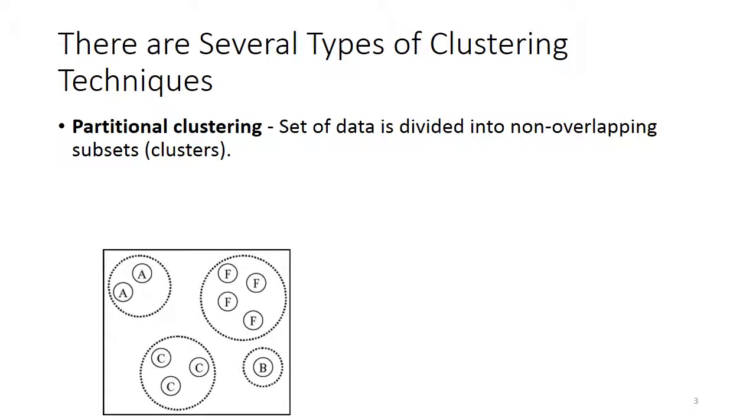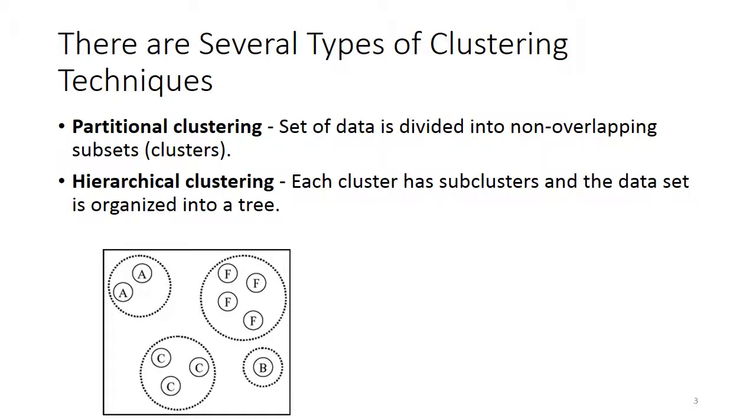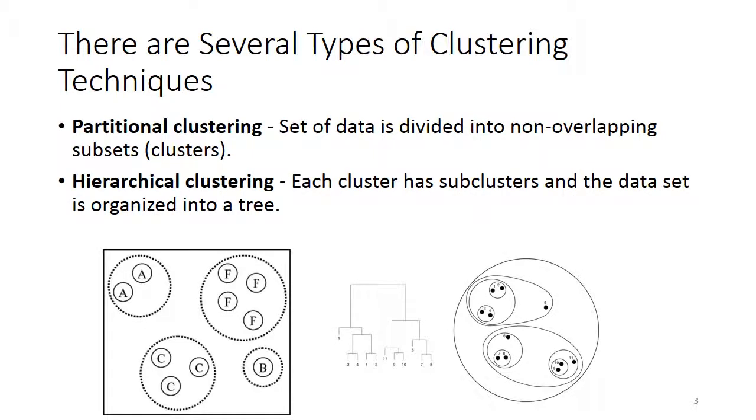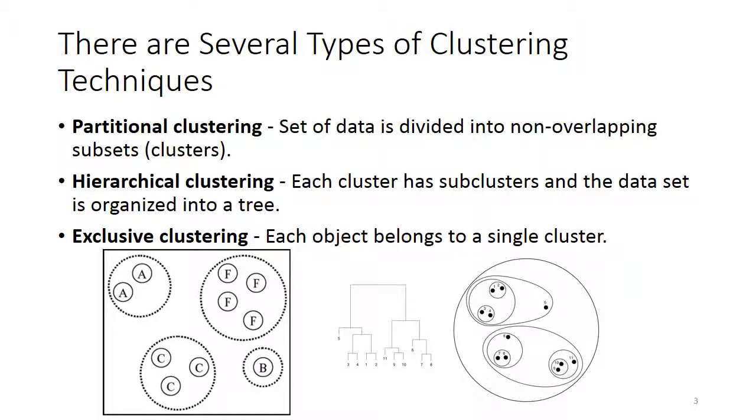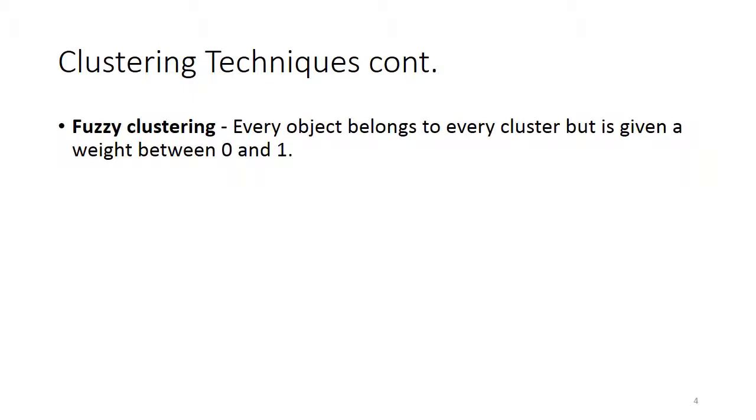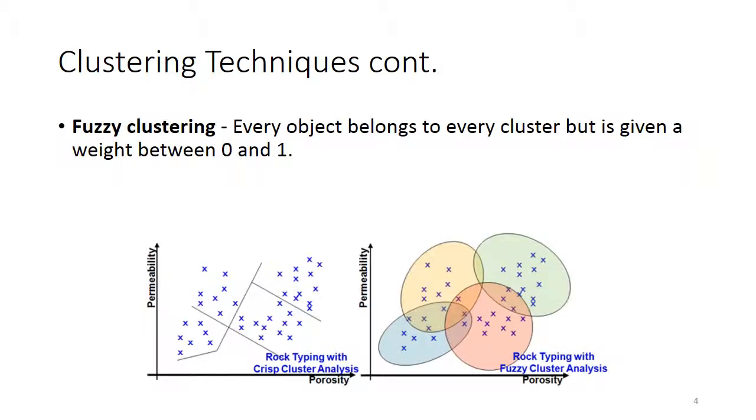set of data is divided into non-overlapping clusters or subsets, or hierarchical clustering, where each cluster has subclusters and the dataset can be organized into a tree of nested clusters, and exclusive clustering, where each object belongs to a single cluster. Then we have fuzzy clustering, where each object belongs to each cluster, but it's given a weight between 0 and 1, as we can see here, where this green cluster and this red cluster overlap.